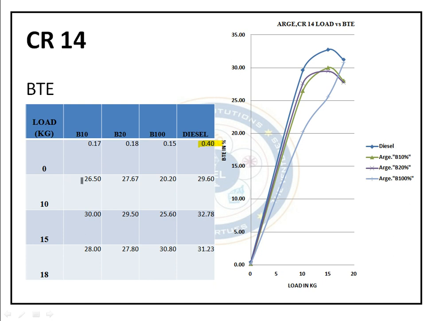For the load of 10 kg, B10 gives 26.50, B20 gives 27.67, B100 gives 20.20, diesel gives 29.60. Here the results do not vary as much as at 0 kg load. For the load of 15 kg, B10 gives 30, B20 gives 29.50, B100 gives 25.60, diesel gives 32.78.